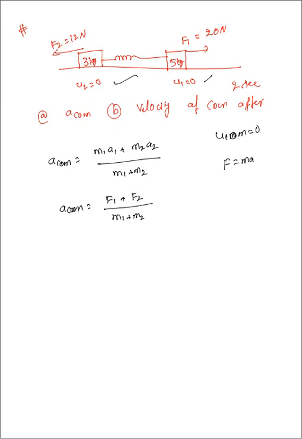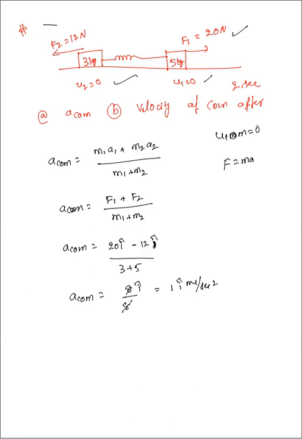Therefore acceleration of COM can be written as: F1 is 20 I cap, about the positive x axis. 20 I cap minus 12 I cap, about the negative x axis, divided by M1 plus M2, 3 plus 5 is 8. So ACOM is 20 minus 12, which is 8, 8 I cap divided by 8. 8 will get cancelled. Therefore 1 I cap meter per second square, which is the acceleration of center of mass.